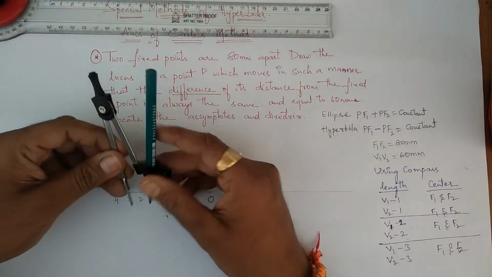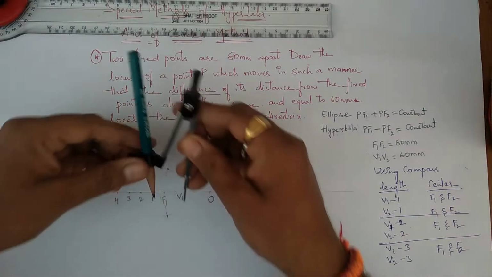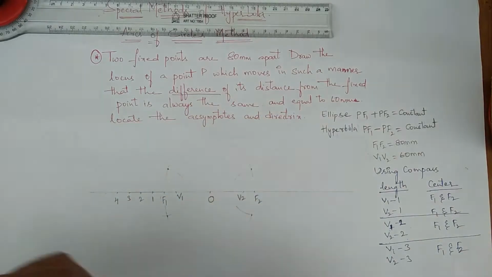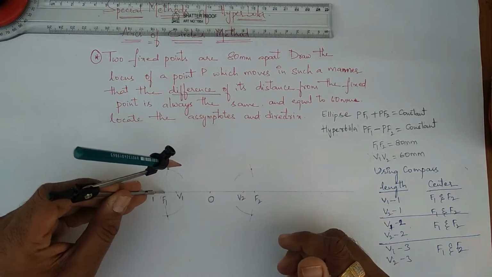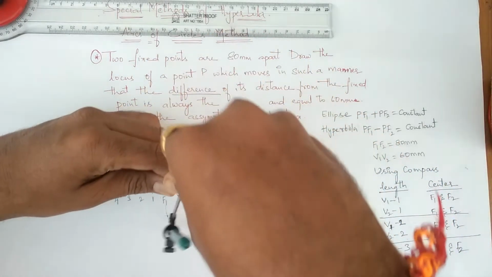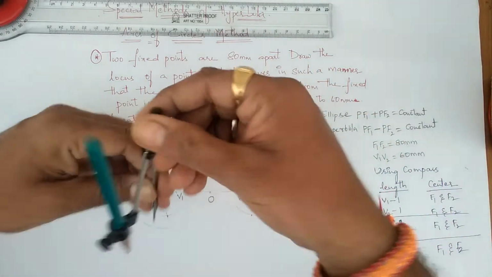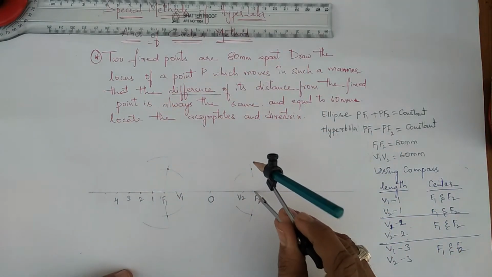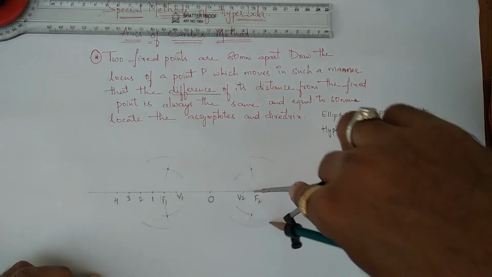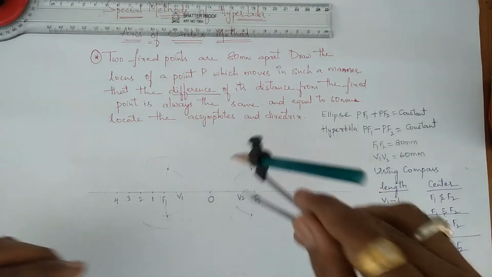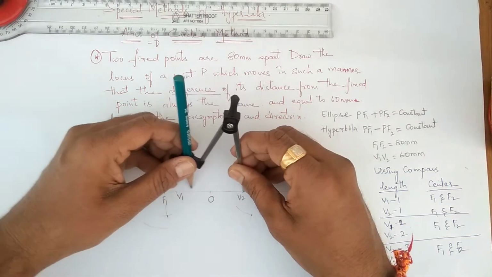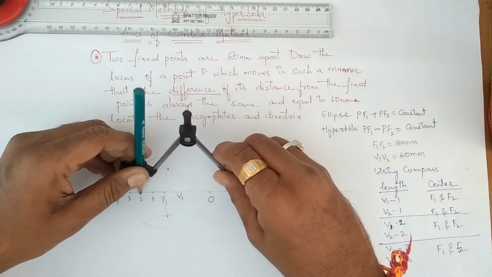So right now V1 to 2, F1 as a center, draw an arc above, draw an arc below. Similarly, F2 as a center, next V2 length.